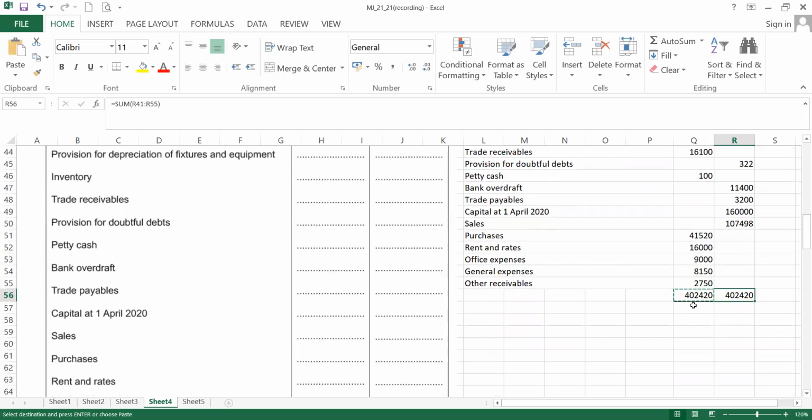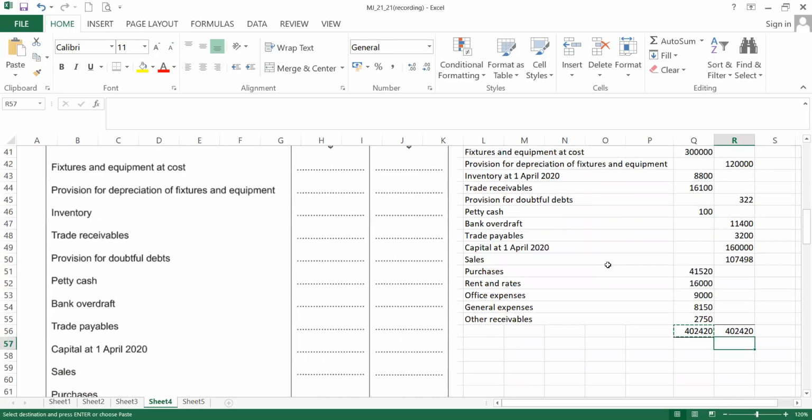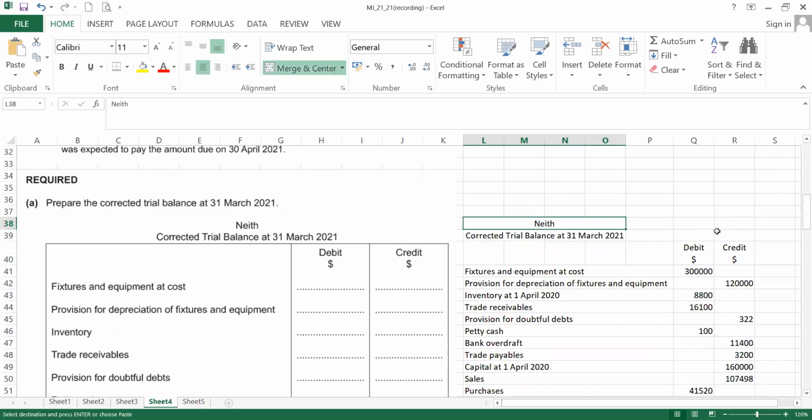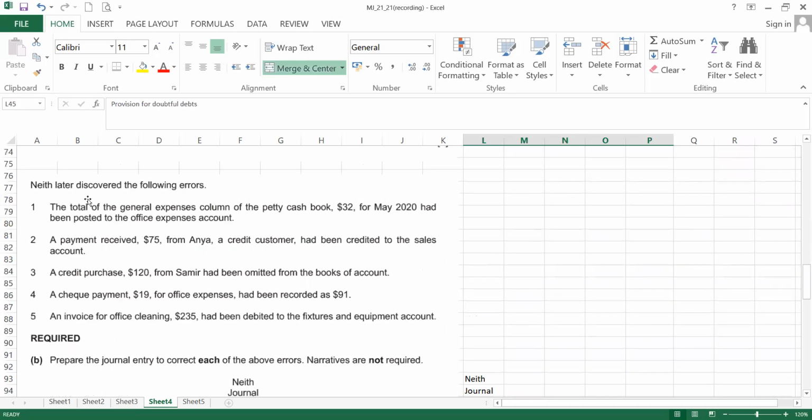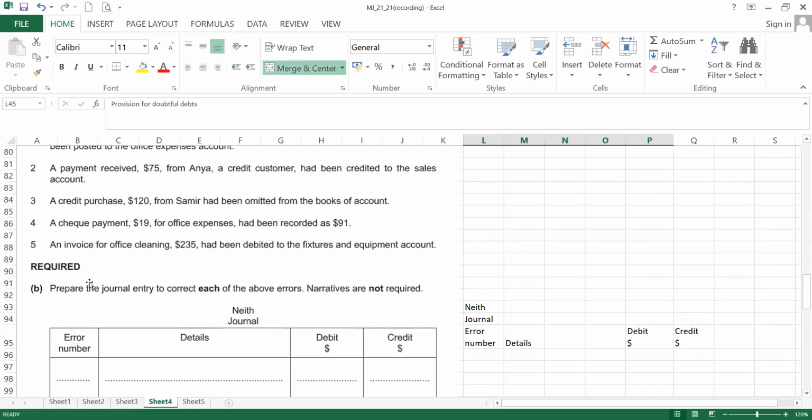Okay. If the debit and credit tally, that means we should not have the problem for these two. This corrected trial balance should be correct. Now next, here they say that after that she discovered the following error: the total of general expenses column of the petty cash. Let's see what the question is. They asked to prepare journal entries to correct all the above errors.